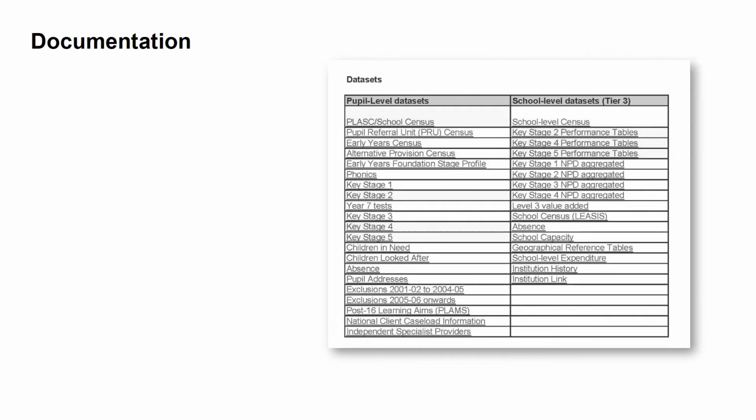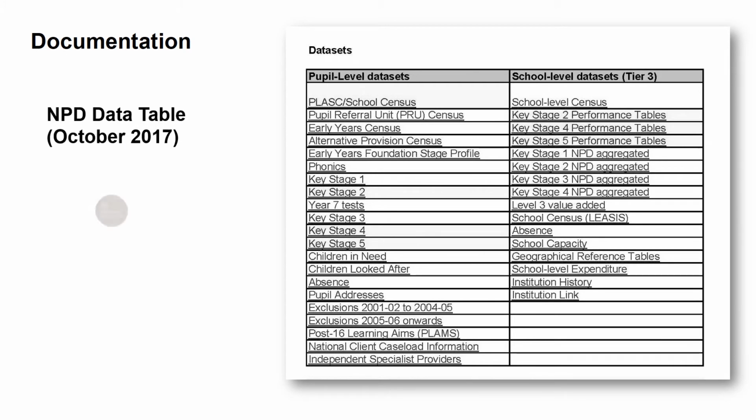The user guide provides a list of variables belonging to each dataset. This list includes a description of the variable as documented in the Department for Education data tables. The tables can be downloaded from the government website as shown by the link. In addition, the UK Data Service also makes available data dictionaries for datasets under secure access. These are downloadable from the same location as the user guide.